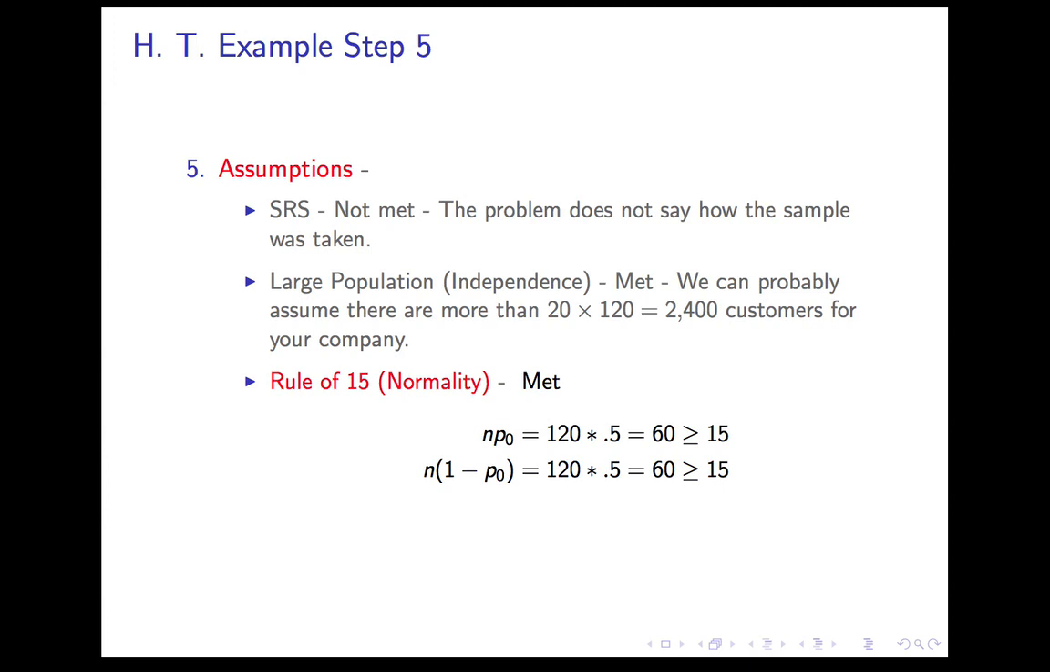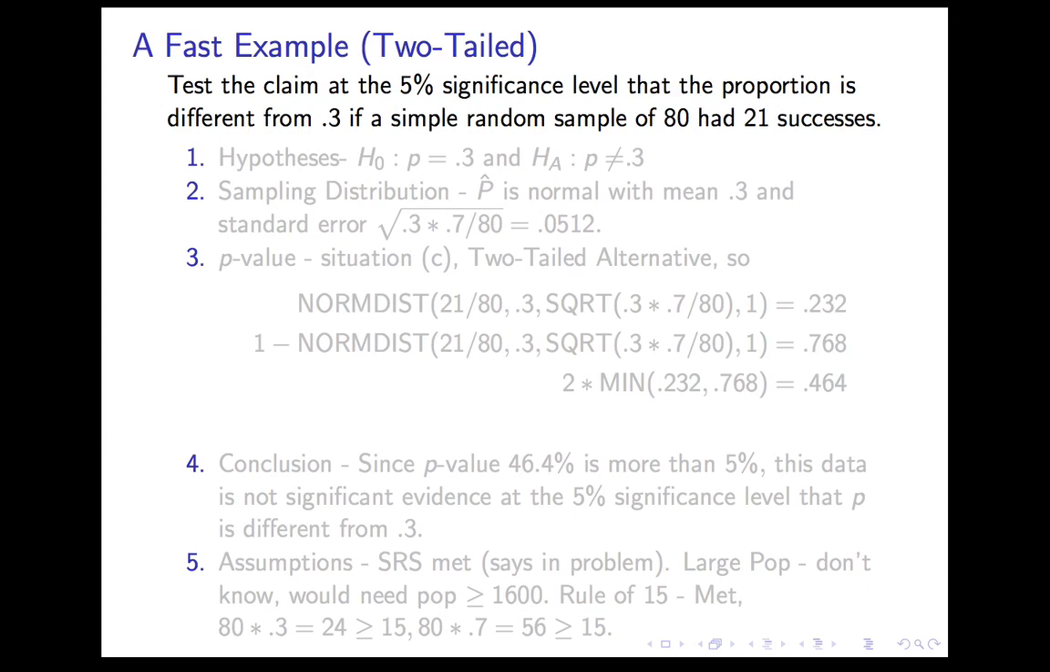That's more than 15. You can think of, if this is helpful, the two numbers that need to be more than 15 are the number of yes and no answers you would expect if the null hypothesis were true. If customers preferred mauve and taupe equally, then you would expect 60 yeses and 60 noes. You can ignore that if that doesn't seem helpful.